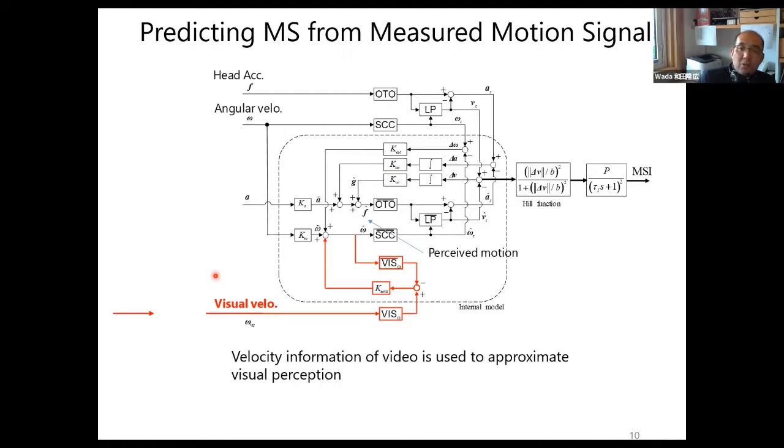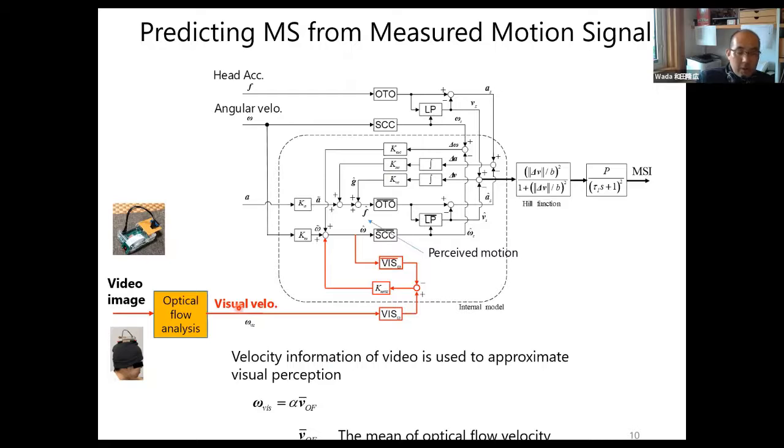In the numerical simulation shown in the previous slide, it is assumed that the visual perception of the angular velocity here is given in advance. To calculate the predicted MSI using the experimental data, it is necessary to estimate the value here in some way. So in the present study, the mean of optical flow velocity across all pixels of the image that can exceed the threshold was used as the visual velocity. Okay.